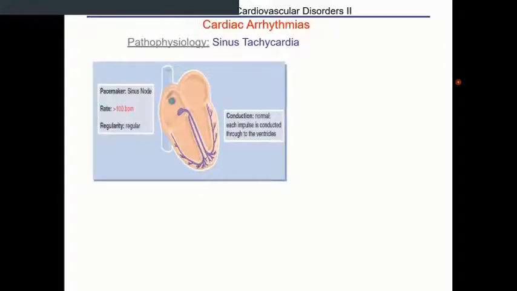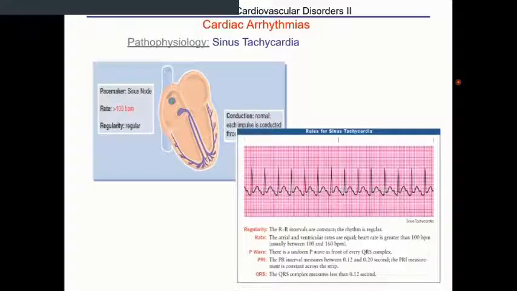In sinus tachycardia, you have a heart rate of greater than 100 beats per minute. However, your SA node is still the pacemaker, the heart rate is regular, and conduction is normal. Each impulse is conducted through the ventricles. So you just have a very fast heart rate, but still it's physiologic.